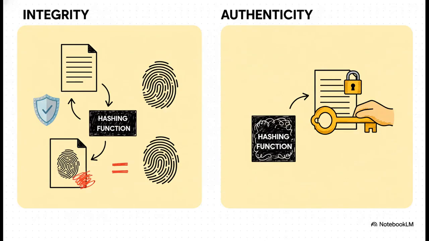Okay, let's switch gears to the crypto side of the toolbox. Now, it is super easy to get hashing and digital signatures confused, but they do very different jobs. Hashing proves integrity. It gives you that unique fingerprint and answers the question, has this data changed? A digital signature, on the other hand, proves authenticity. It's like a verifiable lock that answers, did this specific person approve it? And here's the key. You absolutely, positively need both.